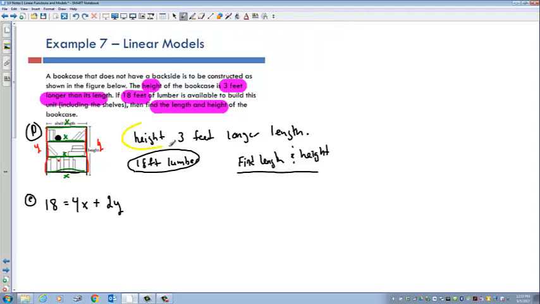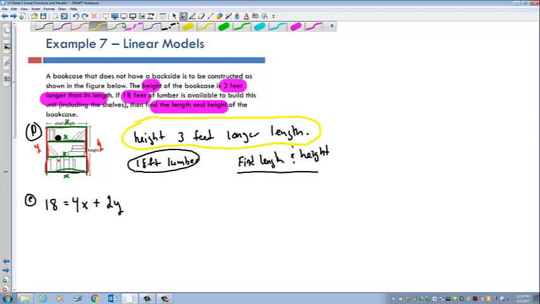We know the height is 3 feet longer than the length. There are a couple of ways to do this. The first way is to replace the words with the variables: the height is y, so y is 3 feet longer than the length, and of course the length is the letter x. So we can just read this: y is 3 feet longer than x.